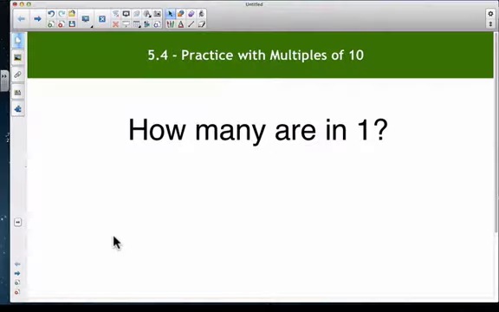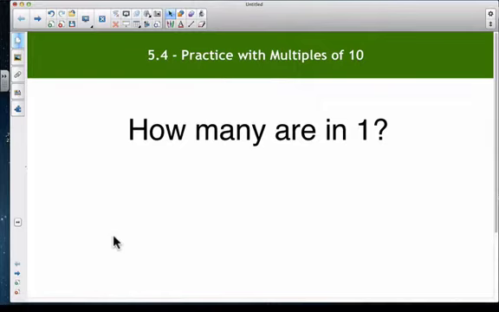We're going to talk about lesson 5.4, which is practice with multiples of 10. We've been doing quite a bit of work with multiples of 10. Multiplying them together, we know that we typically multiply the whole numbers and then count the number of zeros in the factors, and place them at the end of the product.